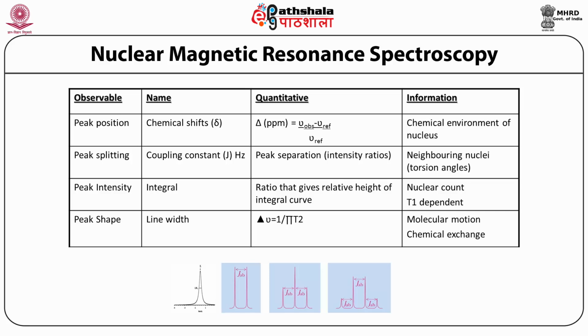We also see peak intensity, which is representative of the integral function and is a ratio that gives the relative height of the integral curve and provides information of the nuclear count and is T1 dependent. And finally, we also see the peak shape, which is representative of the line width and which, by a biomathematical equation, provides information on molecular motion and chemical exchange.